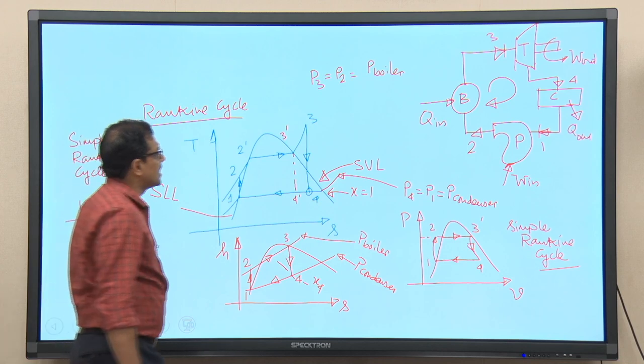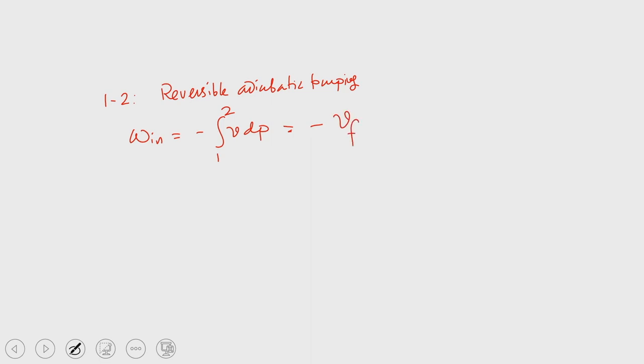efficiency. So, you can understand that process 1 to 2 is reversible adiabatic pumping. So, this is W in equal to minus integral V dP from 1 to 2, right. We have discussed this process, minus V dP. So, basically it should be minus V f at 1 times (P 2 minus P 1). So, this is boiler pressure minus condenser pressure.